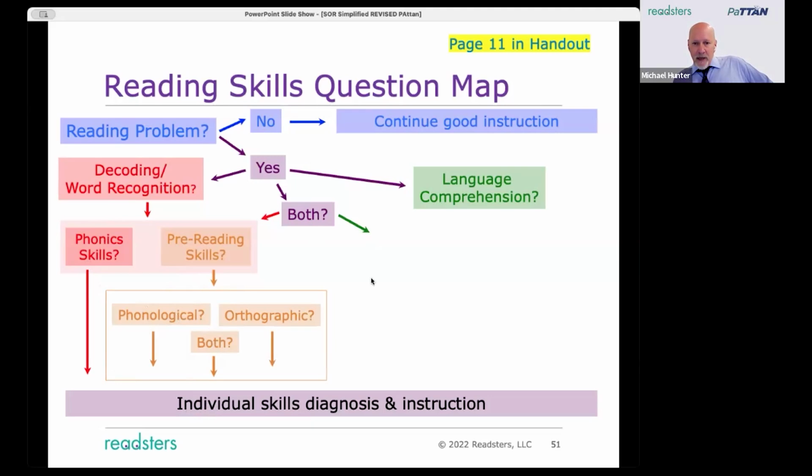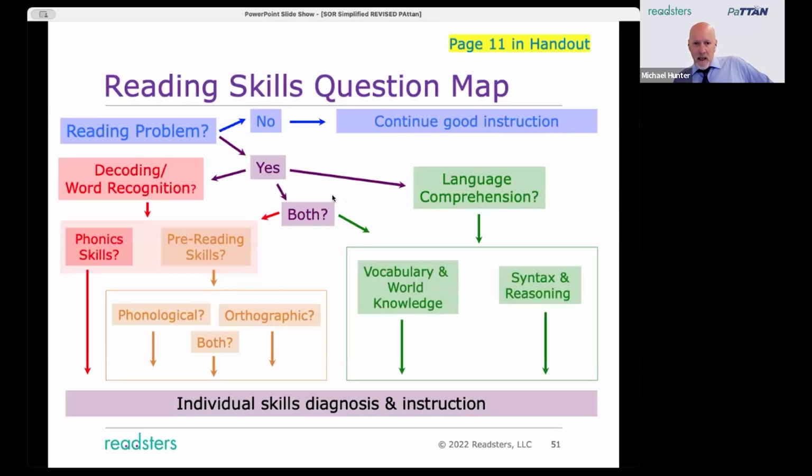Now, on the language comprehension side, it's a little more complex from the assessment component, but I do think there are some basic questions that will guide you if you see that there appears to be a language comprehension weakness. And the questions are, is it vocabulary and world knowledge? Or is it on the syntax and reasoning side? And I'm going to explain that in a second. Or both, because again, it can be both.